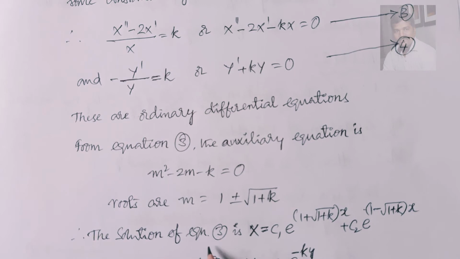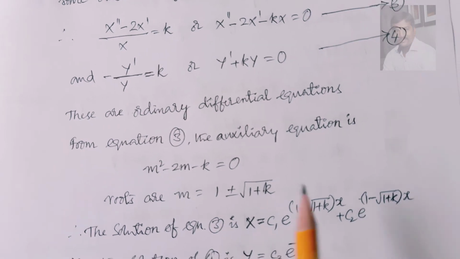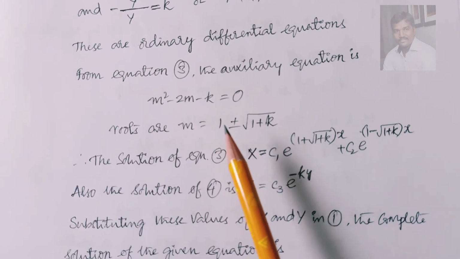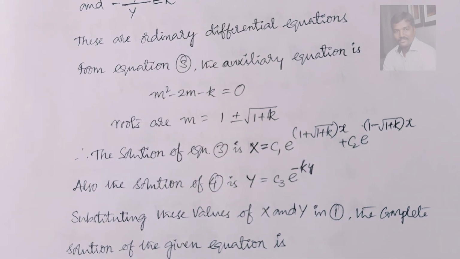Therefore, the solution of equation 3 is capital X is equal to c1 into e power 1 plus root over 1 plus k into x plus c2 into e power 1 minus root over 1 plus k into x. This is the solution of x here. The solution of equation 3, the function x, we got like this. Now we have to find the next one.